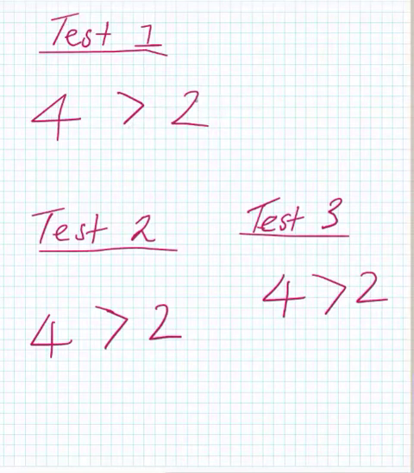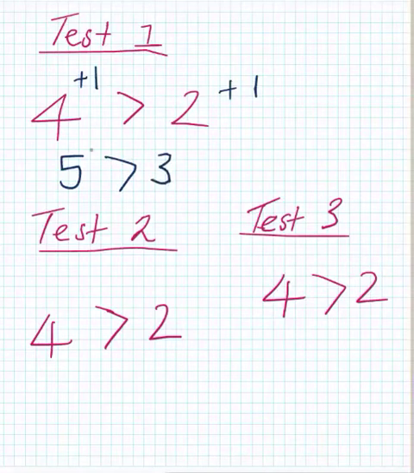Now, if I decided to add 1 to both sides, so add 1 to that 4 and to that 2, I'm doing the same thing to one side and the other. Well, 4 plus 1 is 5, keep the greater than sign, and 2 plus 1 is 3. Now, does this still hold true? Is 5 greater than 3? Yes, it is. Adding 1 to either side has changed our values, but it still holds true.